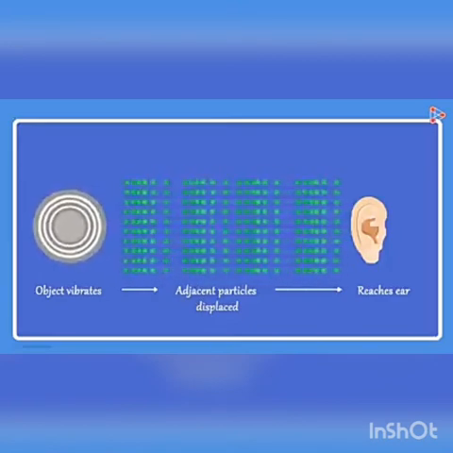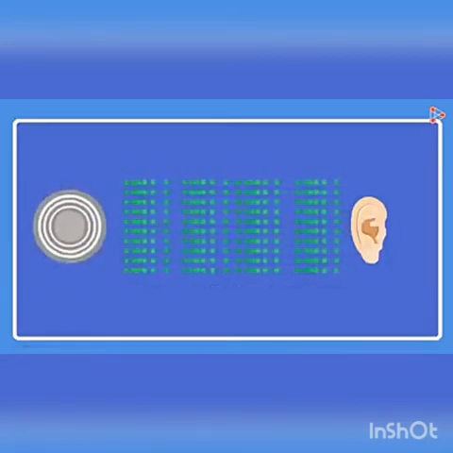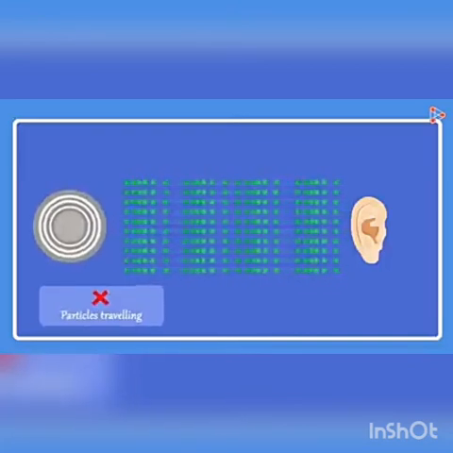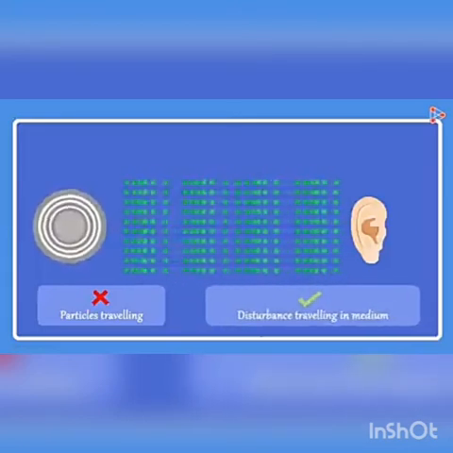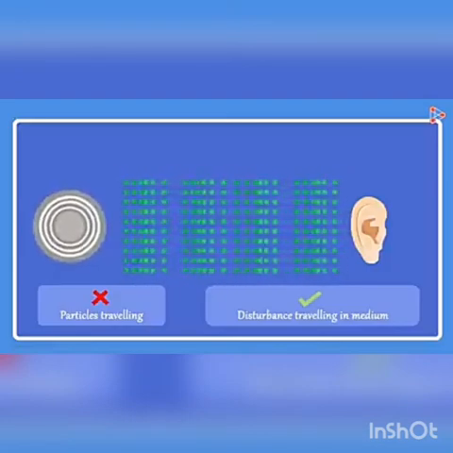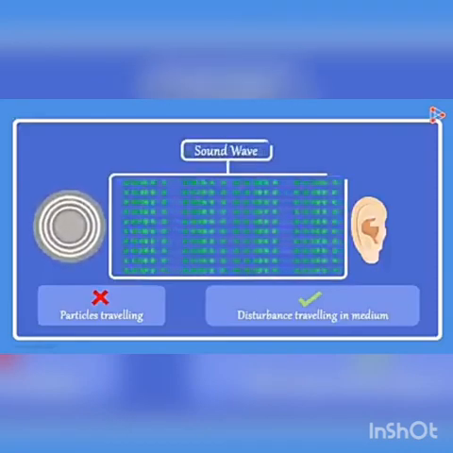This is the way that sound travels through the medium. We see that particles of the medium are not traveling from the source to the human ear. It is the disturbance produced by a source which is traveling in the medium. The particles are merely oscillating from their mean positions. This disturbance created by the vibrating object in the medium is what we call a sound wave.